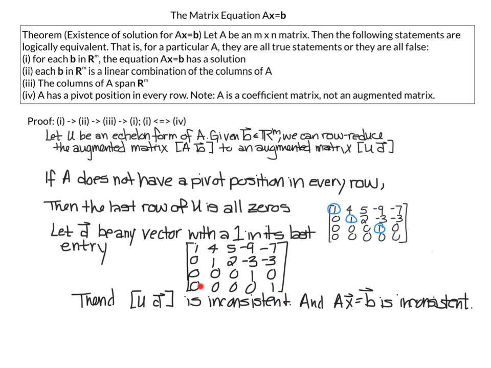Then we know that this is inconsistent because we have x1, x2, x3, x4. 0 x4 is equal to 1, and there's no x4 that can satisfy this condition. Thus, our AX equals B is inconsistent.